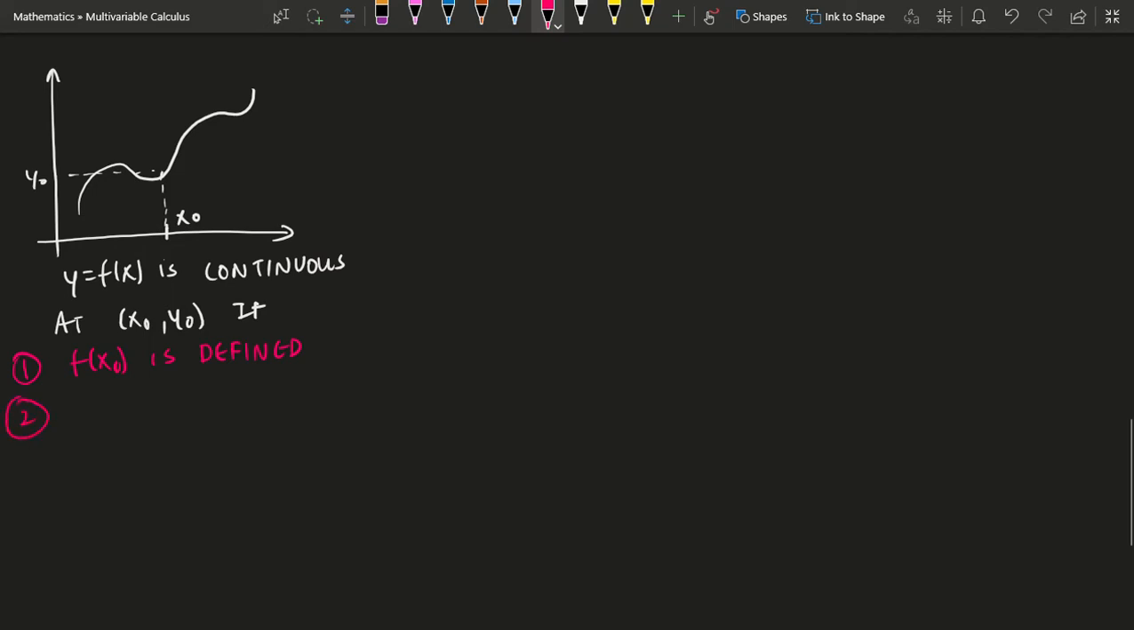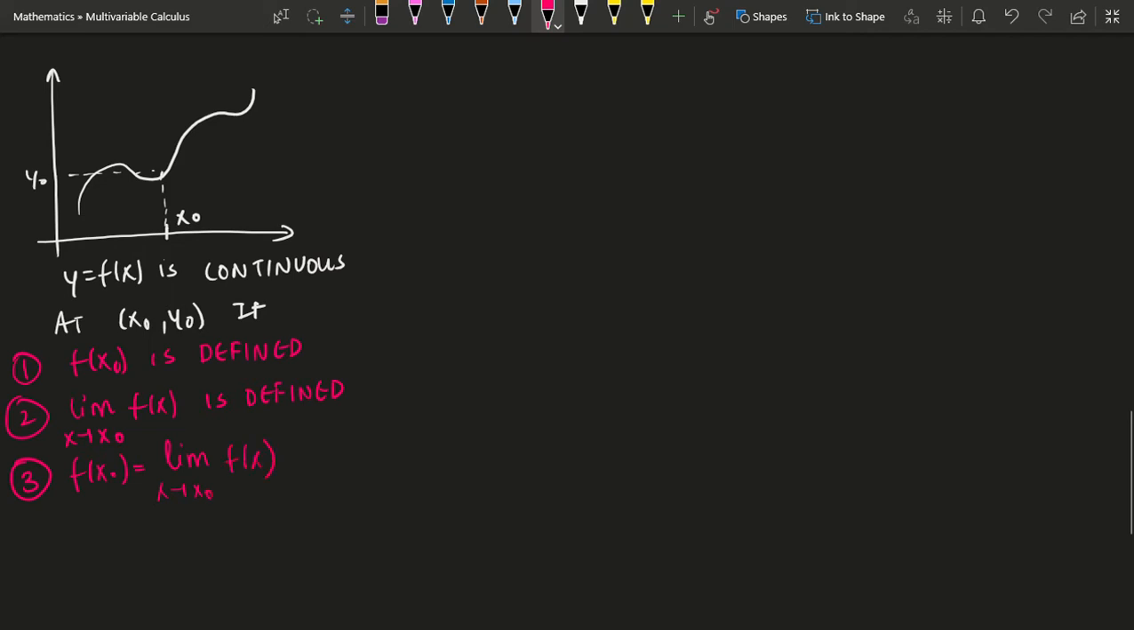Second, that the limit as x tends to x naught of f of x is also defined, and third, that the two expressions that you have in 1 and 2 are both equal. So f of x naught is equal to the limit as x goes to x naught of f of x.